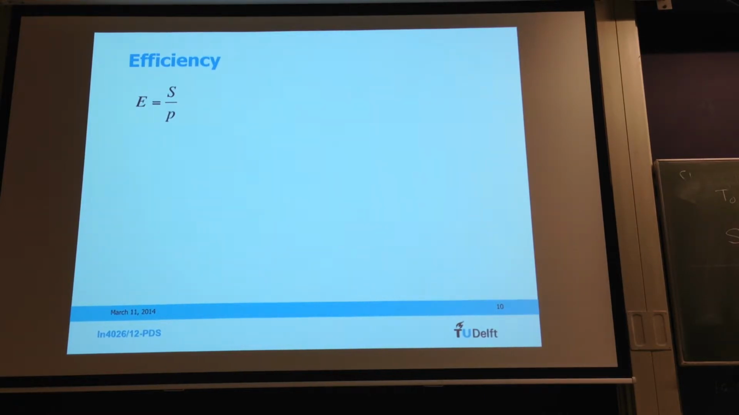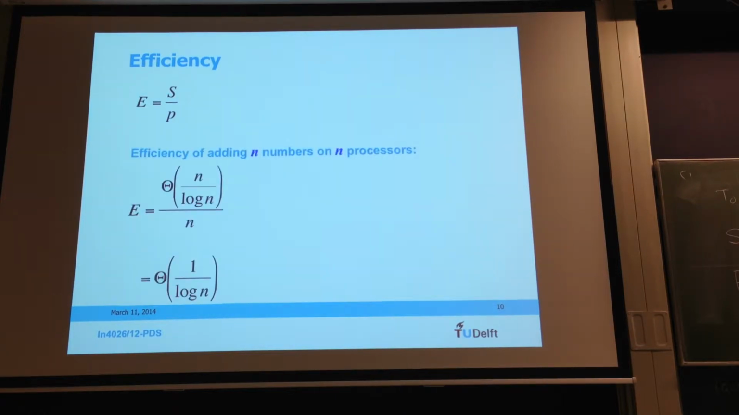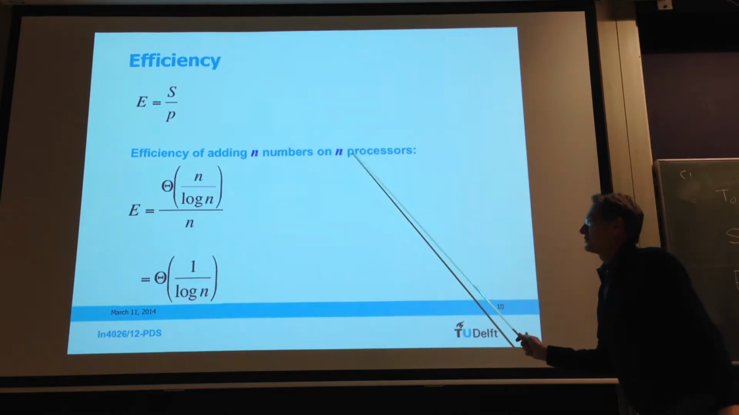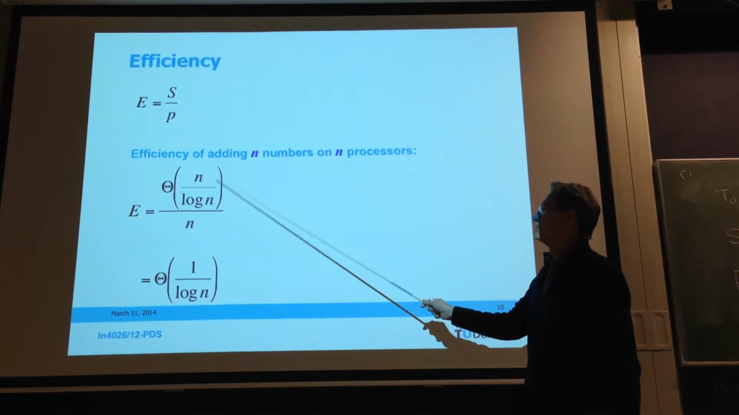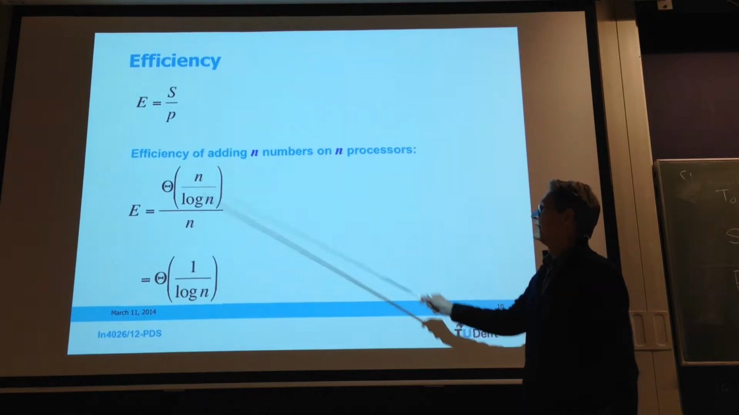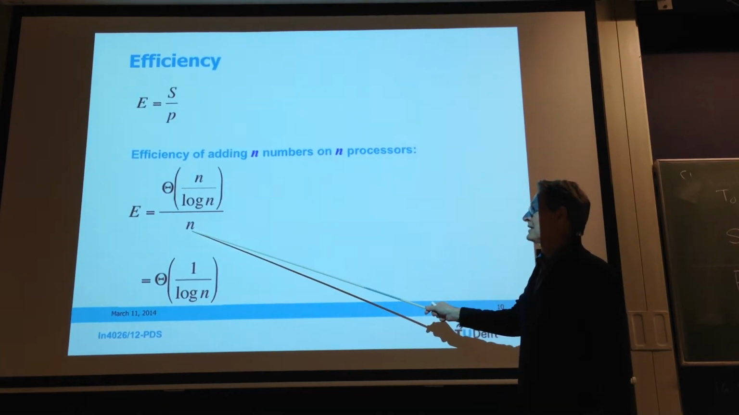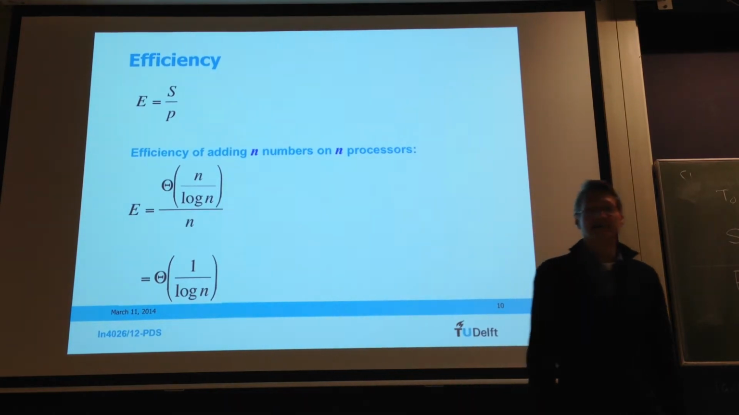Efficiency. Efficiency is defined as the speedup divided by the number of processors. Therefore, efficiency is always between 0 and 1, right? Or 0 and 100% if you want. So what is the efficiency of adding n numbers on n processors? Well, it's simply substituting the speedup we have derived divided by p, which is equal to n. So it's 1 over log n.